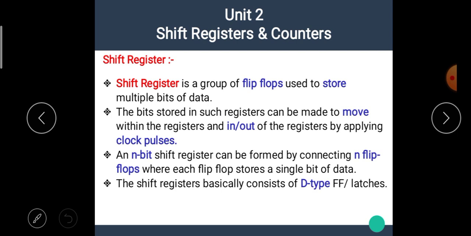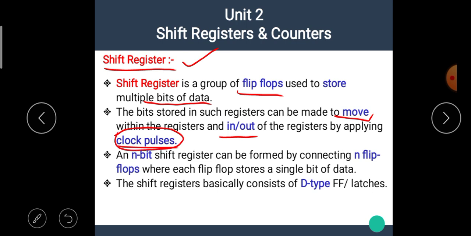Now let's see what is meant by the shift register. The shift register is a group of flip-flops used to store multiple bits of data. The bits stored in such registers can be made to move within the register and in or out of the register by applying clock pulses. That means the operations like input or output are synchronized with the clock pulses, so shift registers are operated on clock pulses.